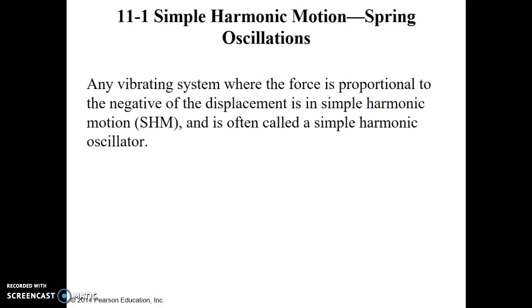Okay, now we are ready to finally define simple harmonic motion. Simply put, if you have a vibrating system where the force involved in restoring the system back to its equilibrium position is proportional to the negative of the displacement, that is simple harmonic motion. So in this case, Hooke's law says that F is equal to negative kx, so the force is proportional to the negative of the distance. So this is simple harmonic motion. Once it's oscillating, we'd simply call that a simple harmonic oscillator.